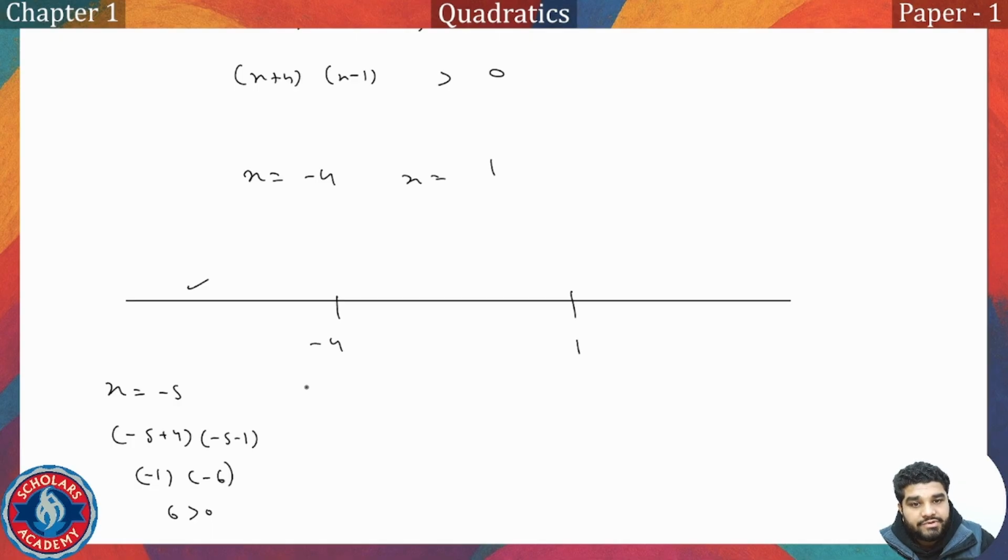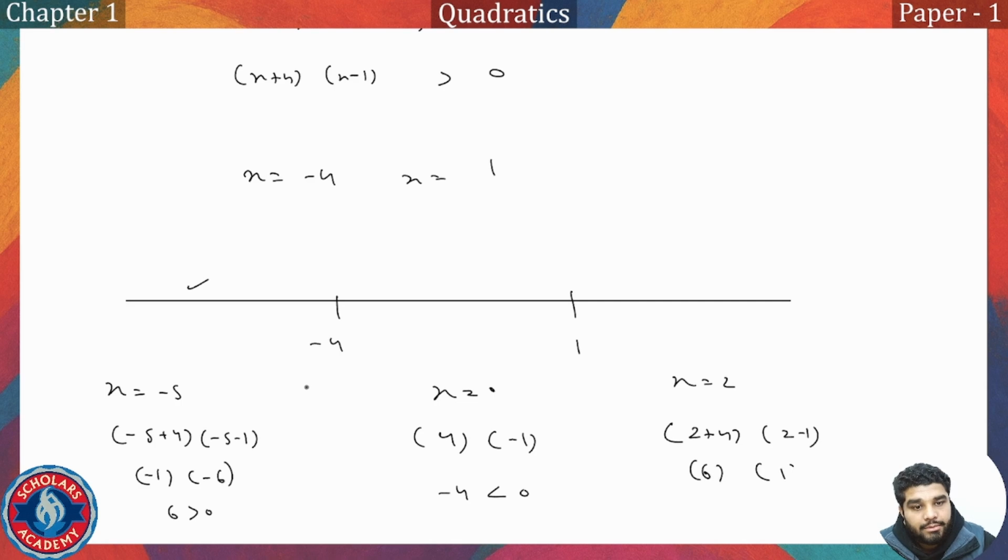Now if we check this interval, x equal to 0. So 4 times negative 1 gives us negative 4, which is less than 0. So we will not take this interval. If we check the third interval, if we take x equal to 2 and substitute it, we get 2 plus 4 and 2 minus 1. So 6 and 1, we get 6, which is greater than 0. So yes, we'll take this interval as well.